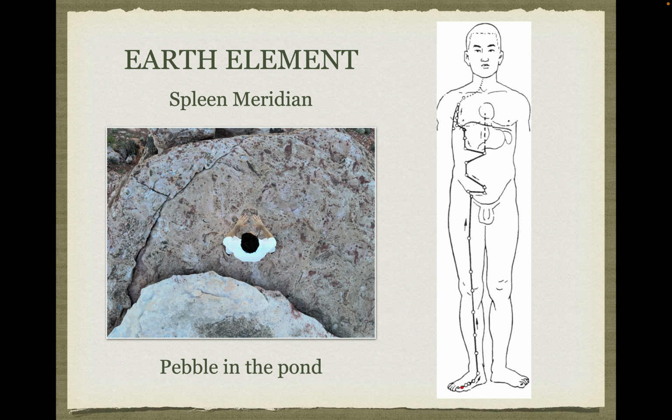Connected to the earth element, the spleen meridian, which we practice with the pebble in the pond. And you can see the chart here. Moving from the big toe up the inside of the leg, through the knee, through the hip, and expanding through the front of the body to the collarbone area. So as you move your hands and your legs in a circle, you can feel this sense of groundedness, this connection through your lower body and through your torso, connecting us to the earth.